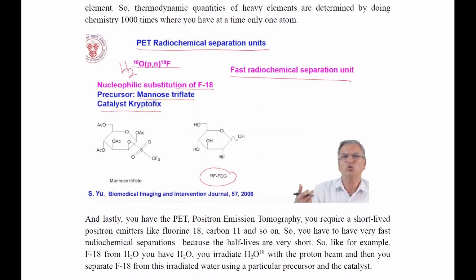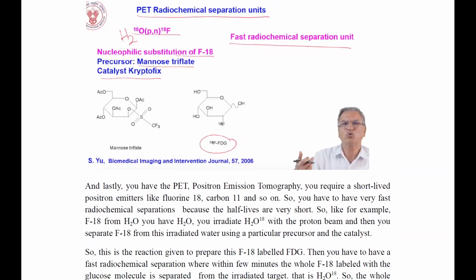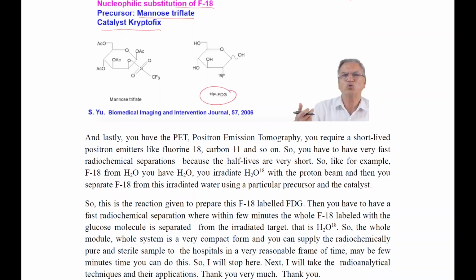So what is the basic principle? PET radiochemical separation units. What happens? There is a nucleophilic substitution of F-18, the precursor is mannose triflate, and the catalyst is Kryptofix, and this is used for biological imaging. Okay.